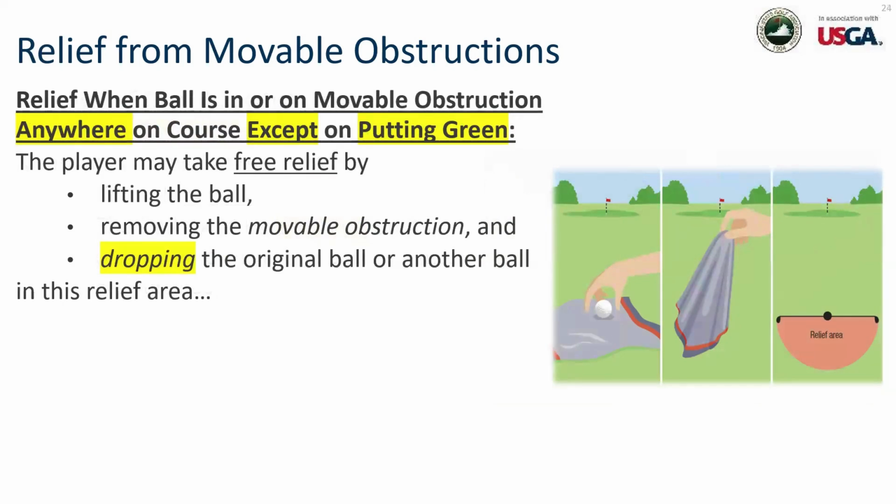On the contrary, if a ball is lying on a movable obstruction, for example, maybe this towel was abandoned by a couple of groups ahead and your ball just happens to find that towel. Again, free relief, no problem here, but we are going to lift the ball, lift the movable obstruction, and we're going to drop in this instance. So a little bit different. If it's resting against a movable obstruction, we're going to put that ball back if it moves. But if it's resting on a movable obstruction anywhere except the putting green, we are going to drop it. So again, we need our relief area.